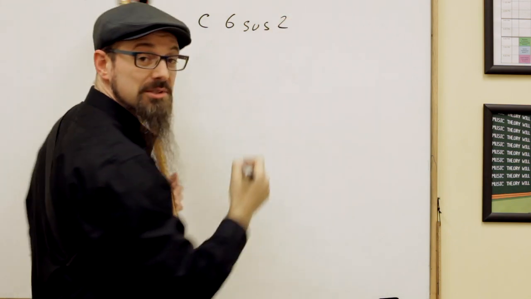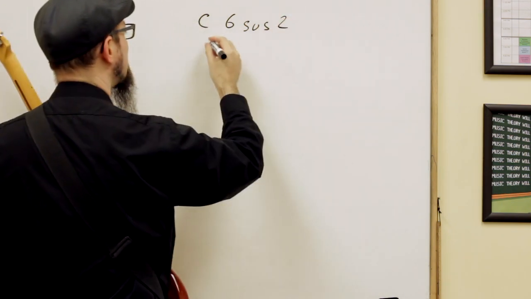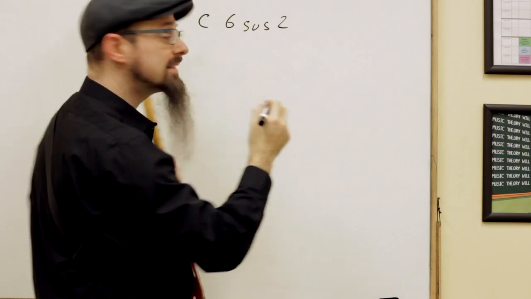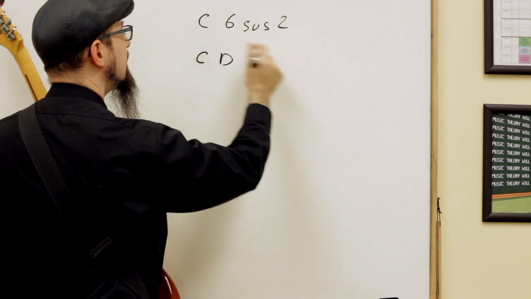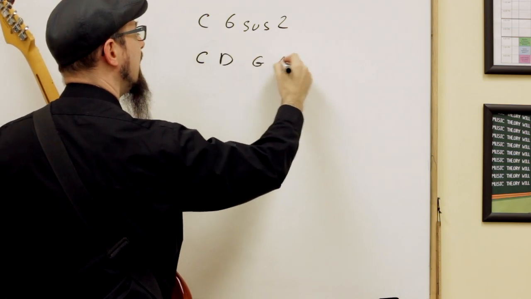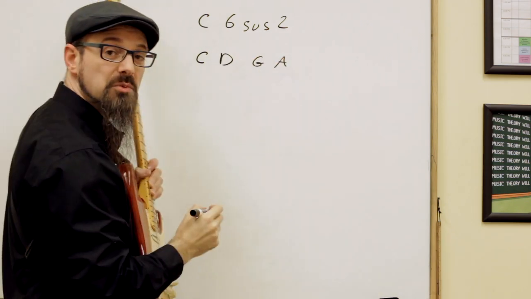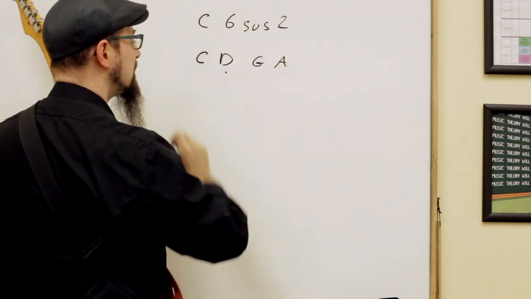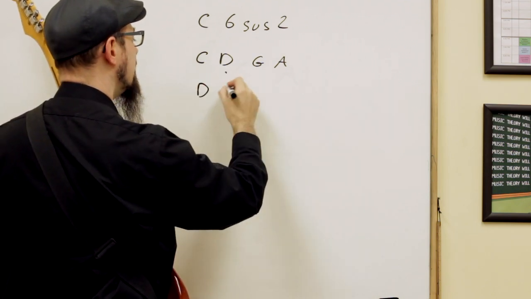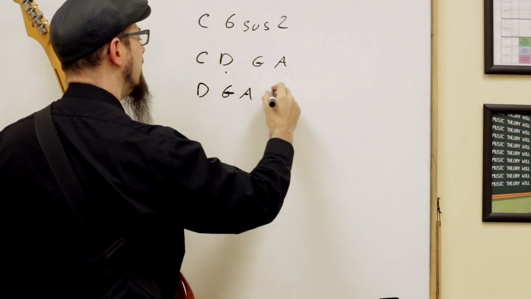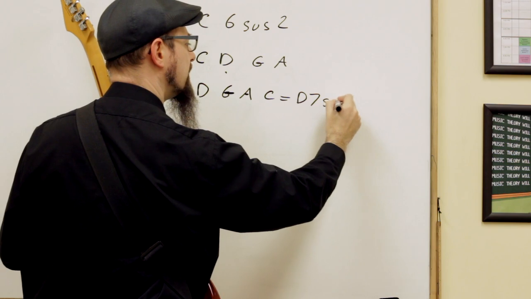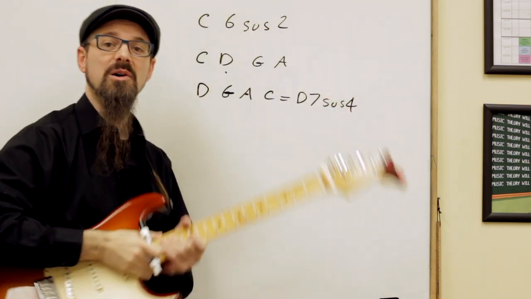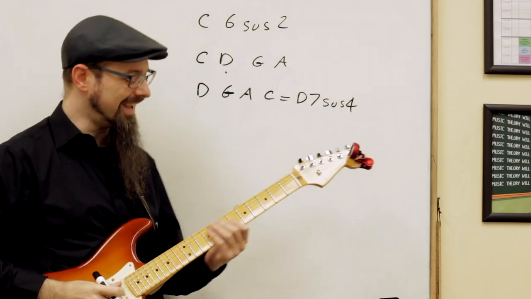You actually know this chord already, because if I'm doing this, it's C, suspended 2, D, the 5th G, the 6th A. You don't know it this way, but if I respell this with the root on D, this is D, G, A, C. This is a D7sus4. It's a very common chord. It's a great sounding chord, okay?